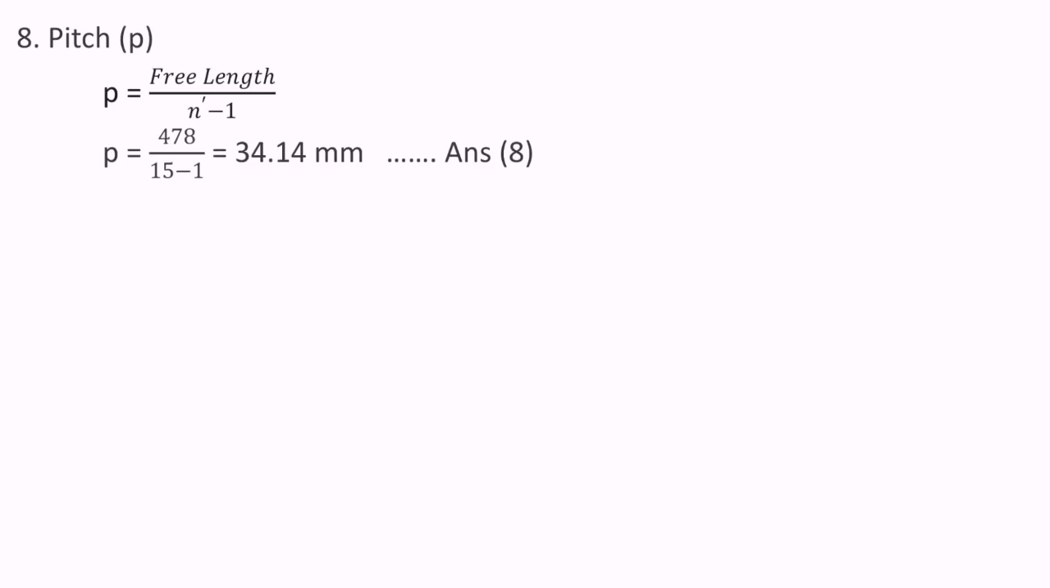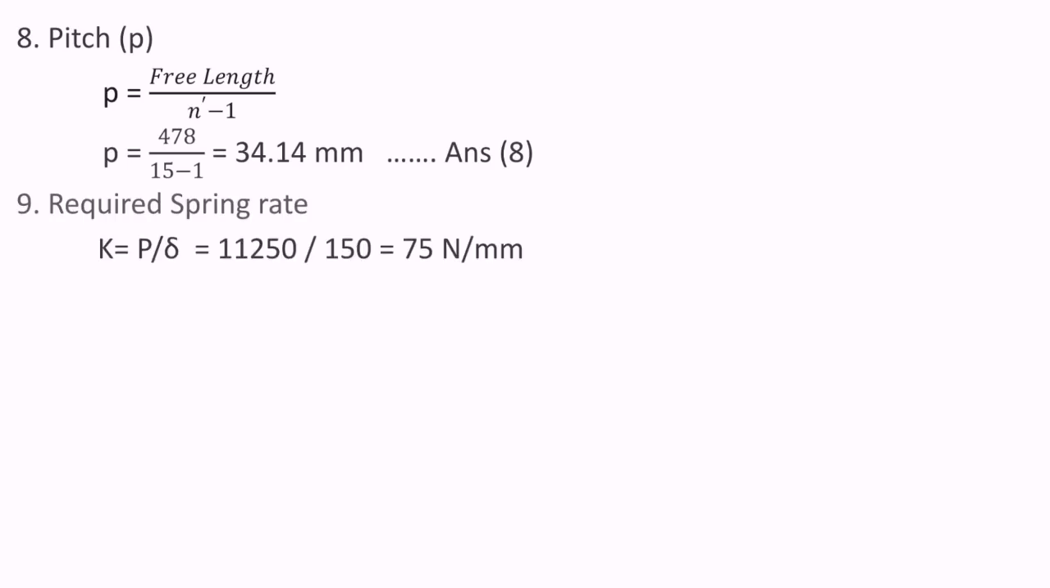Next requirement in the question was spring rate. So I have the relation K is equal to P divided by delta. P we already know, delta we also know. So I will get the answer as 75 Newton per mm. This is the required spring rate.